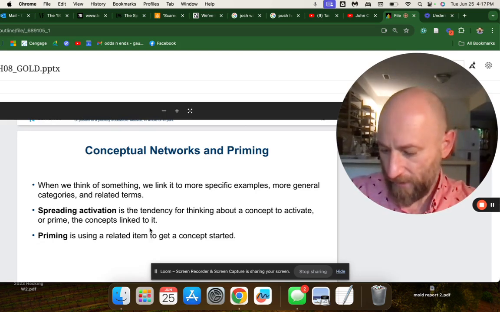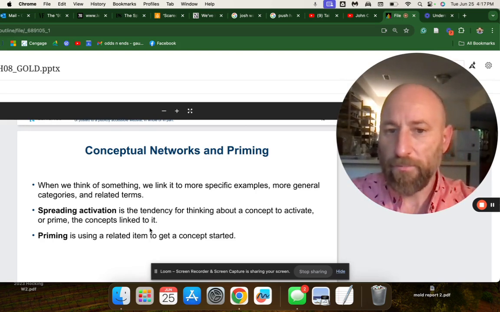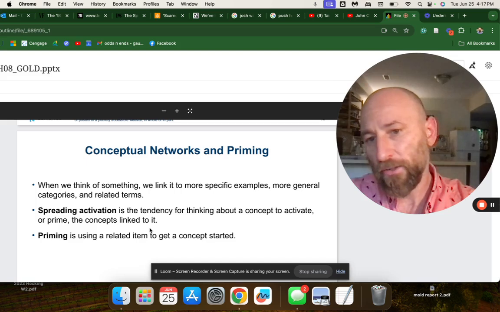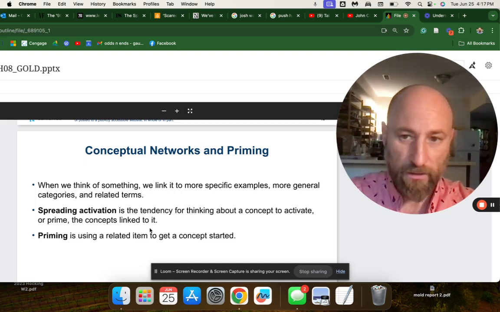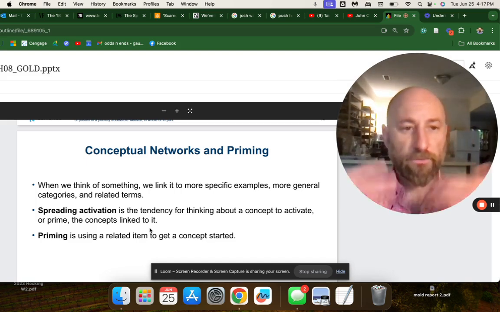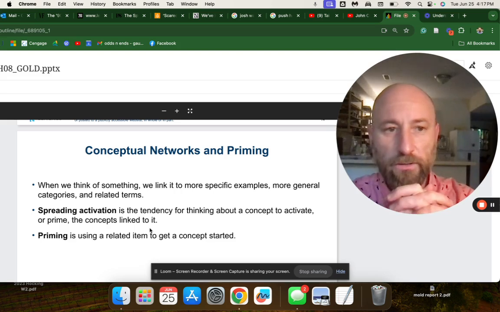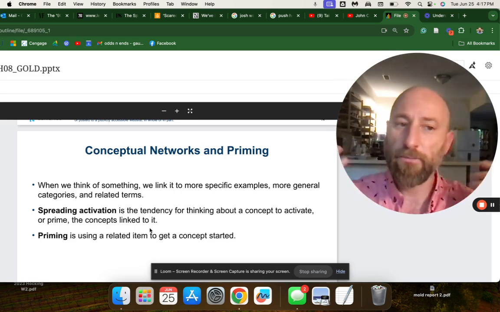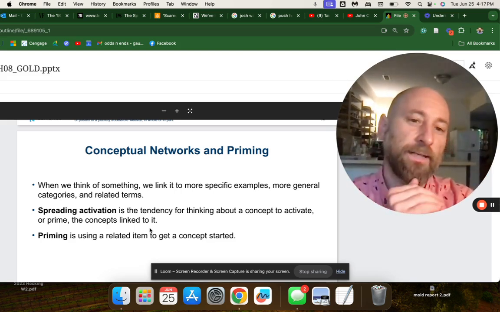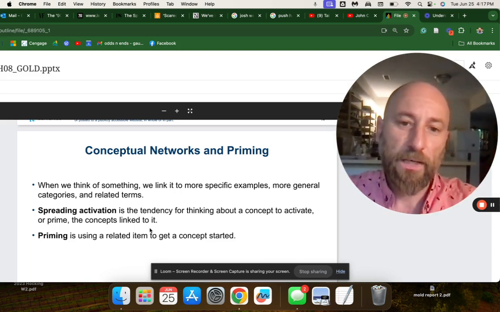Conceptual networks and priming. Okay, when we think of something, we link it to more specific examples, more general categories, and related terms. So our brain is full of neurons. These neurons are connected to other neurons. Each neuron has about 10,000 connections. There's about 80 billion neurons. Woo, it's a lot of connections, a lot of information going around and around in our brain.